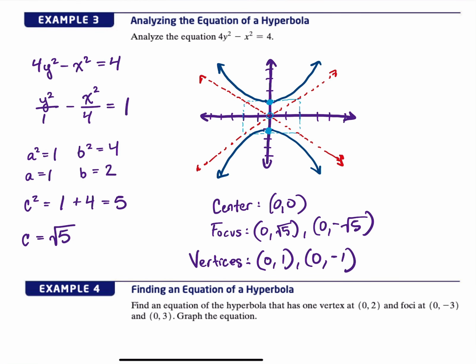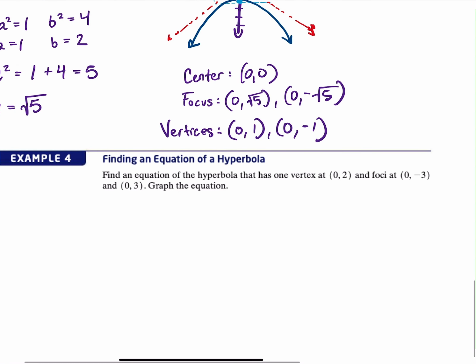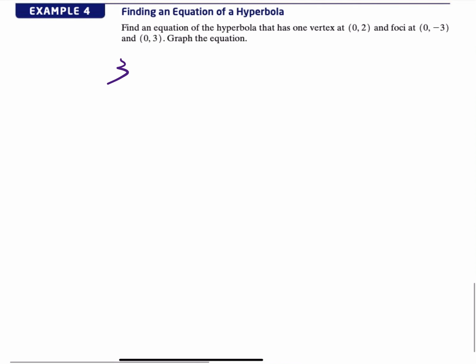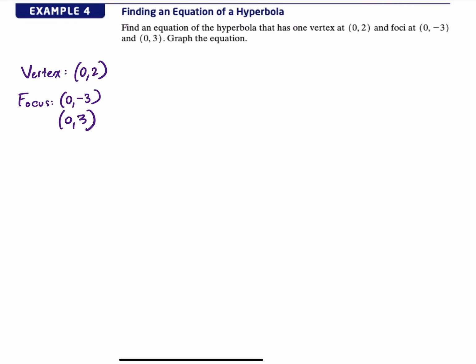All right, now let's look at another example where we're just given some attributes and then let's build the equation and the graph. So it says to find the equation of a hyperbola that has one vertex at 0, 2, focus points at 0, negative 3 and 0, 3. So that's all they're giving us. So let's use this to find the graph and the equation of our hyperbola.